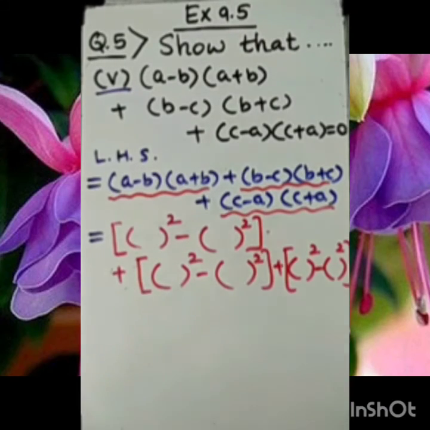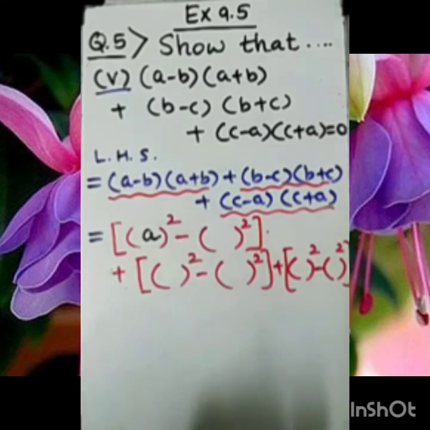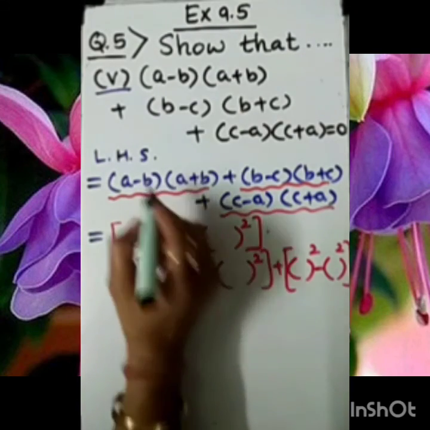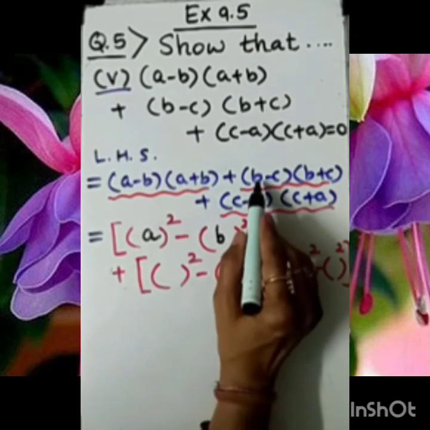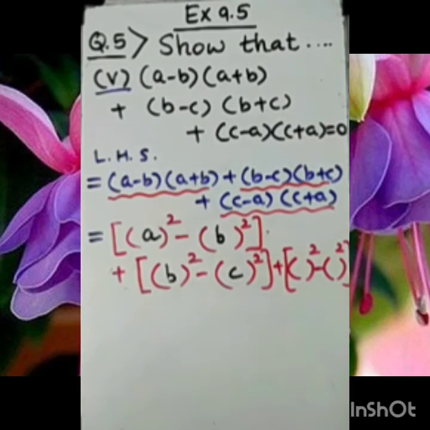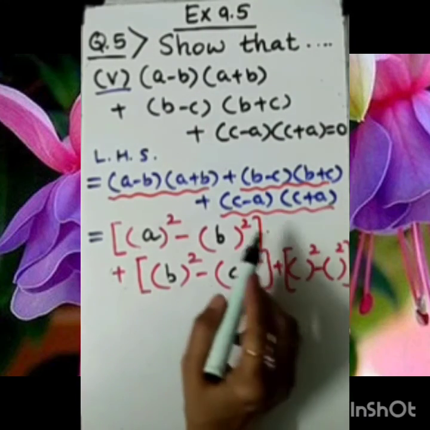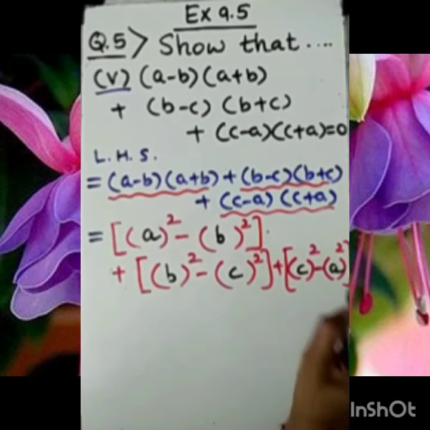So what is a? A means first term. First term is already a here. What is second term? Second term is b here. In this also, what is first term? That is b. What is second term? That is c. In this also, what is first term? First term is c here. What is second term? That is a here.